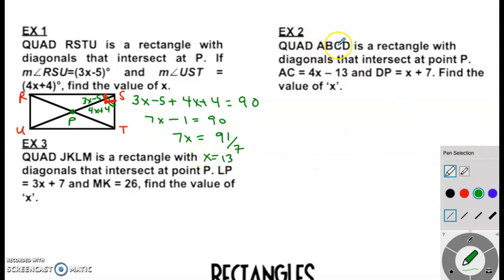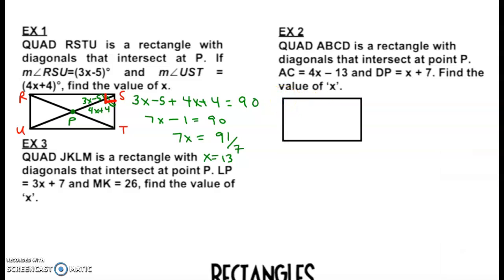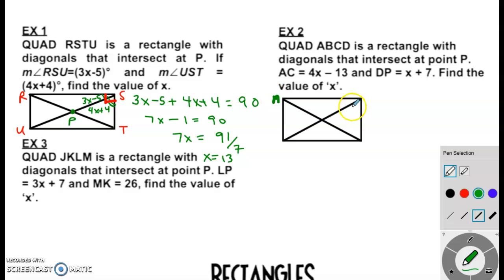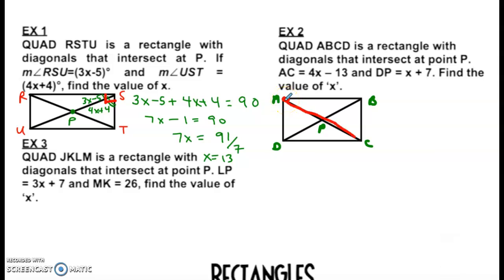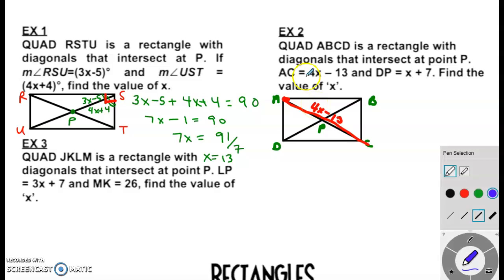So our second example, same thing. I don't have a picture, so we're going to draw a picture. So I'm going to get a rectangle. I'm going to draw my diagonals in, because once again, we're doing a problem with diagonals intersecting at P. So we would say we have A, B, C, D intersect at P. And let's see, AC, so the whole length of this side is 4x minus 13. And then they tell me this little piece is x plus 7.